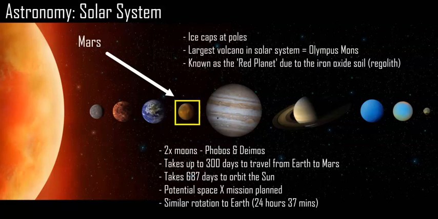Then we've got Mars. Mars is our classic red planet. It's called the red planet because of the iron oxide in the Martian soil. And it has the largest volcano in the system, Olympus Mons. It has 2 moons, Deimos and Phobos.